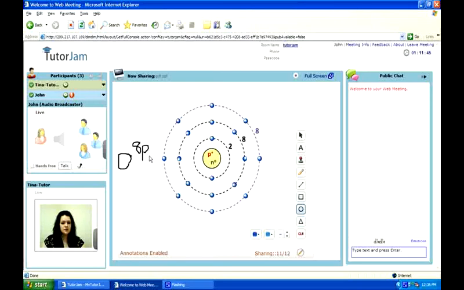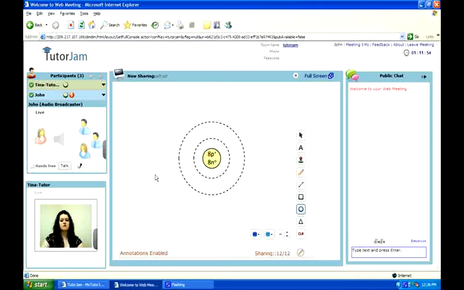Oxygen has 8 protons, 8 electrons, and 8 neutrons. Here's an empty shell diagram for oxygen. We have 8 protons and 8 neutrons in the nucleus, but we don't have any electrons. Do you want to add them in? Okay, sure, let me try.